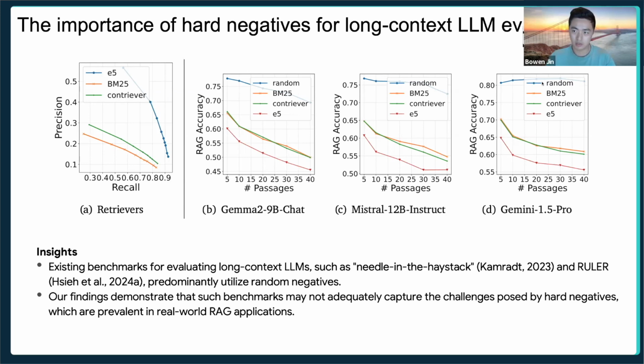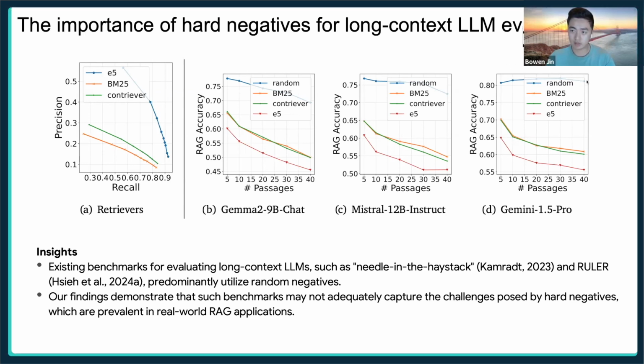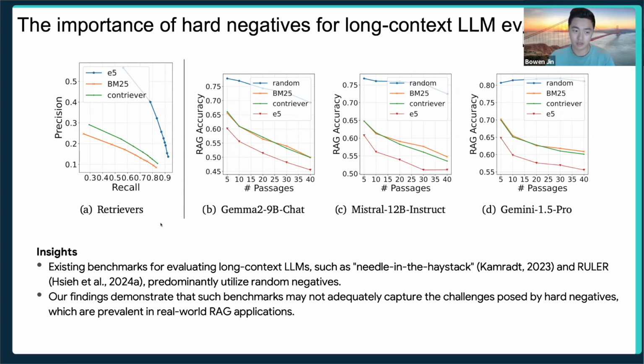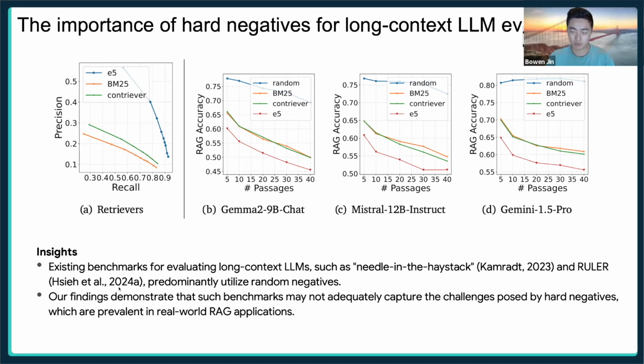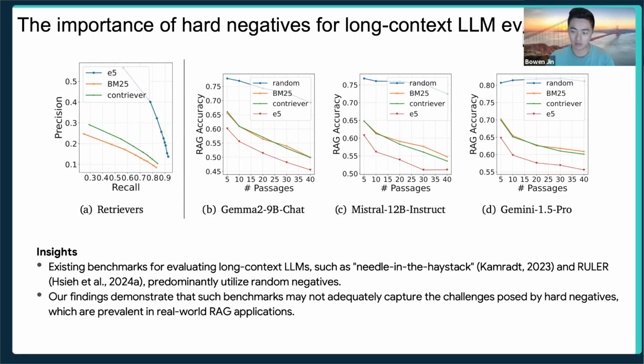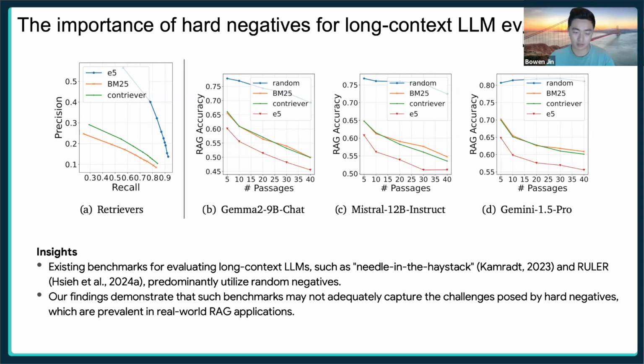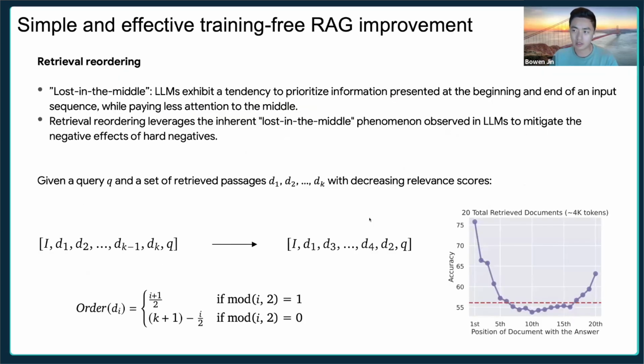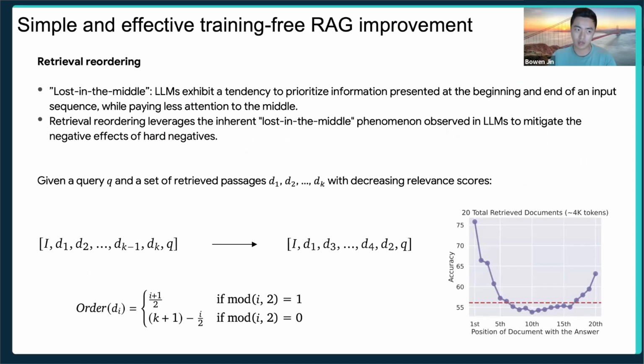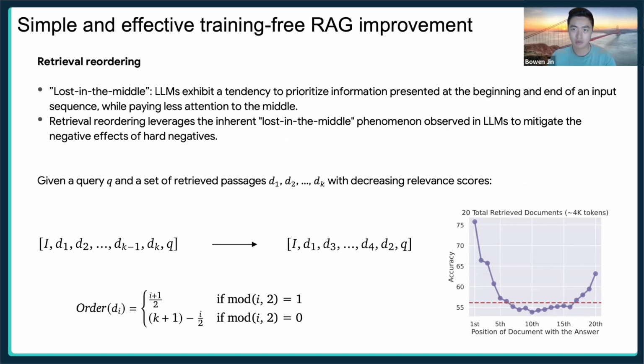We can see that actually the random negative robustness is not equal to hard negative robustness, which is required in the RAG scenario. So this makes us think that we may need to propose some other more real-world benchmarks to evaluate the long-context capability of different long-context LLMs, especially focusing on real-world scenarios such as RAG. Given that we know that LLMs might be easily misled by hard negatives retrieved by different retrievers, we try to propose some solutions to solve this problem.